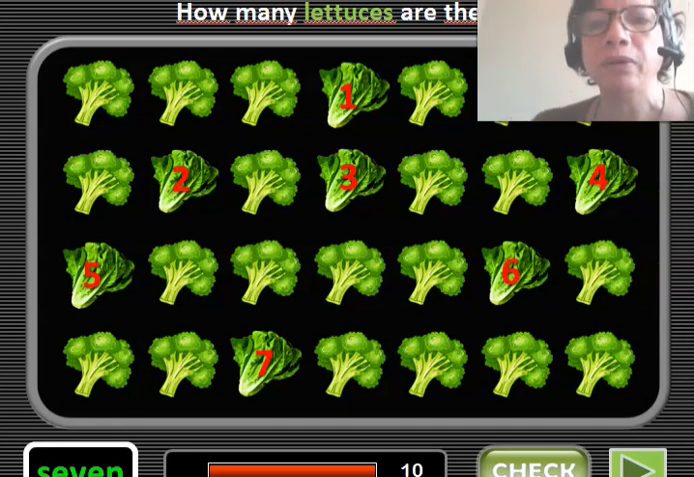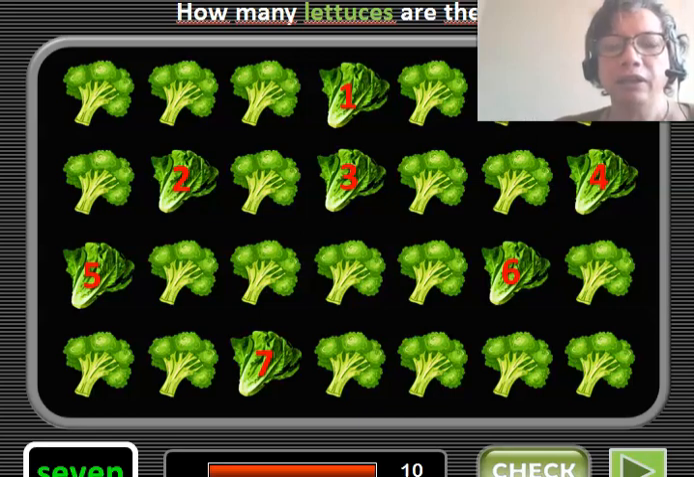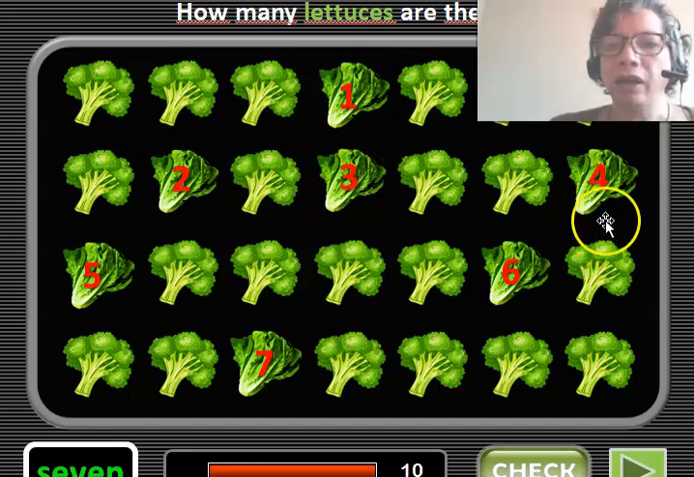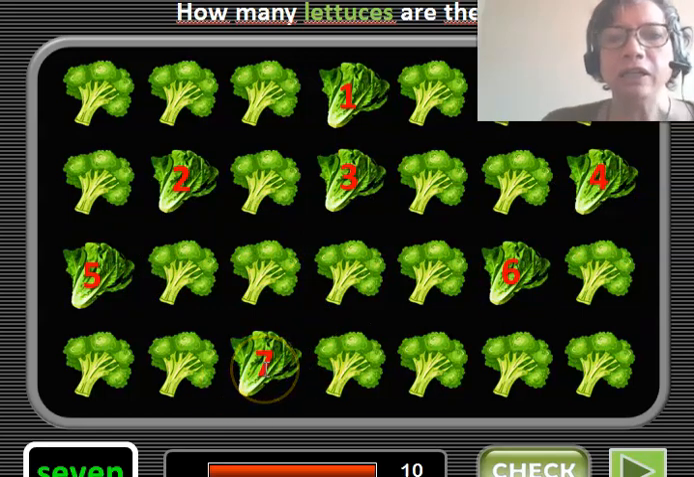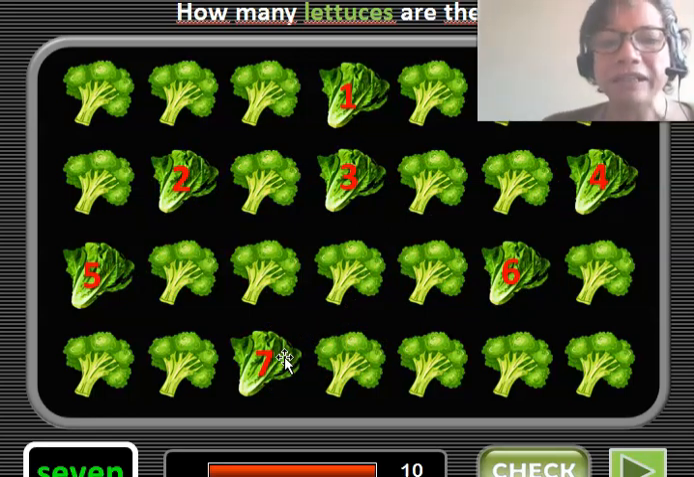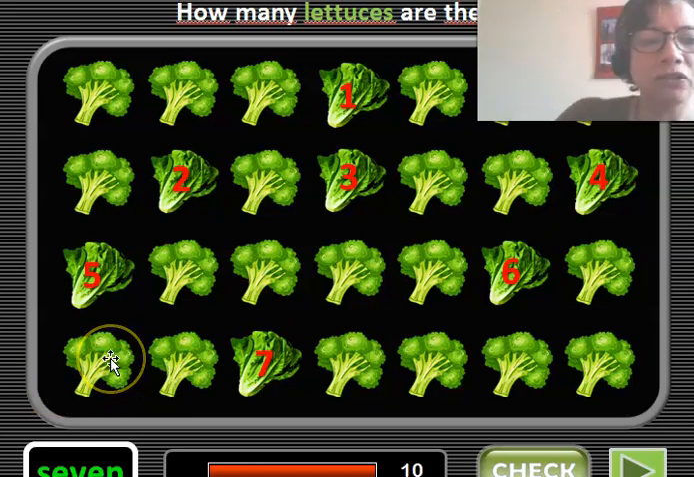In this case, we're talking about broccoli. And we have lettuces and broccolis. So how many lettuces are there? There is 1 lettuce here, another one here, another one here, 1 more here, another one here, 1 more here, and 1 here. So we would say there are 1, 2, 3, 4, 5, 6, 7 lettuces in the picture. There are 7 lettuces in the picture. Let's go to the next slide.